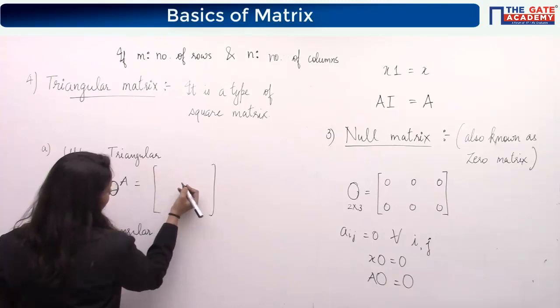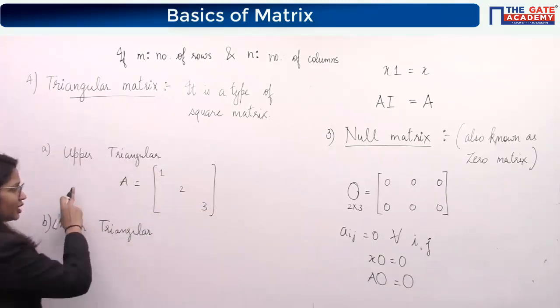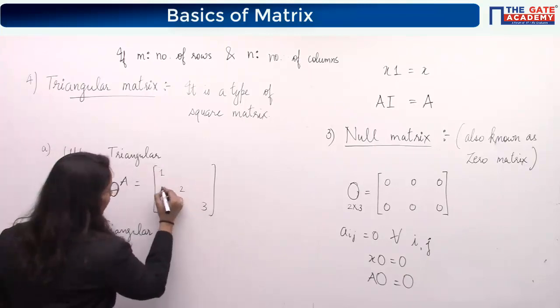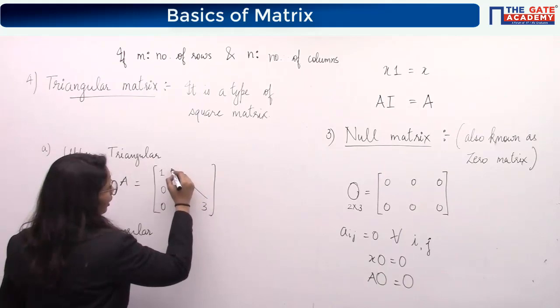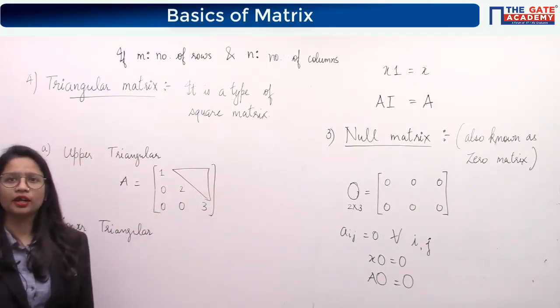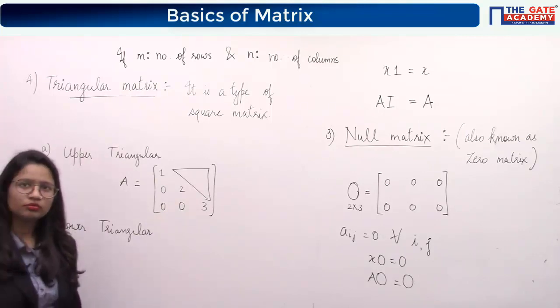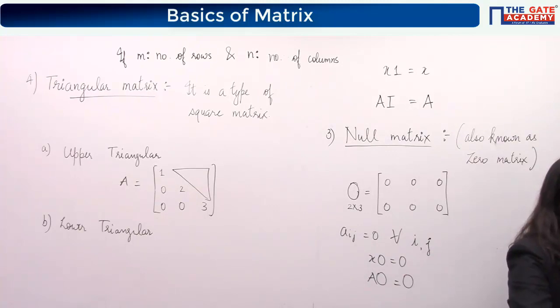So let's say there are some elements here 1, 2 and 3, but if it is an upper triangular matrix, then below this leading diagonal all the elements should be 0. We don't care what is here, but there should be zeros below this diagonal. Okay, understood? So if you want to write the definition, then you can write from this slide.